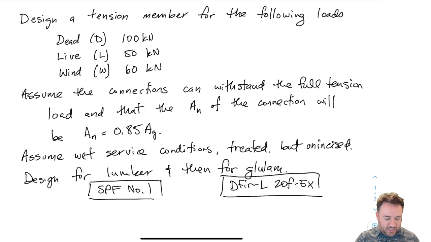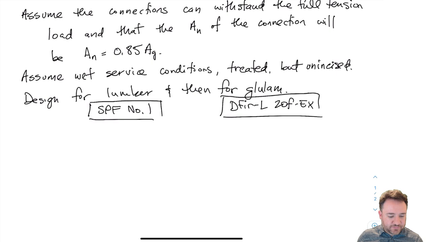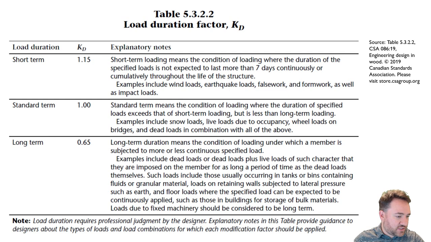So let's get started. The first thing that we're going to need to do is to consider the load combinations, and there are basically three or four different KDs that we could run into when we're doing this kind of design. And the first is the short term. So if we look back at the standard, if I just bring up this table from the standard, Table 5.3.2.2, these are the different KD factors, and they are for different loading durations. So short term, we have 1.15, standard term 1.0, long term, which are like dead loads, 0.65.